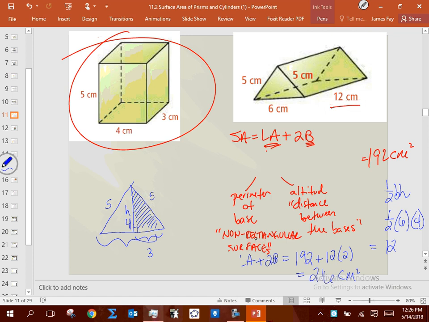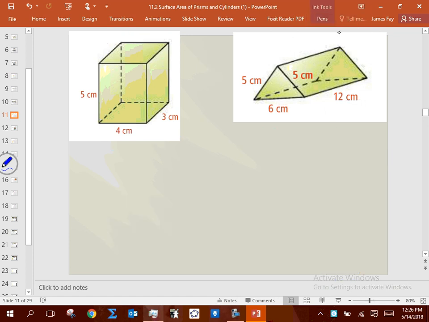Okay? Now, that one is kind of a norm with prisms, with right prisms, that once you find the bases, there's one and only one way of finding lateral area, and there's one and only one way of finding the base area. When we deal with the figure on the left, there's actually 3 different ways we can do that. Okay.